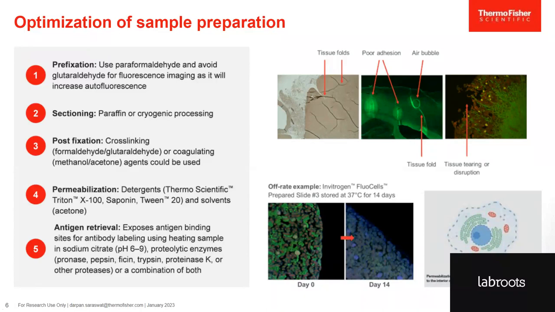If that does not happen, when you are performing immunohistochemistry you will notice tissue tearing or disruption, and you will lose the important spatial information from that tissue. The third step is post-fixation. If you think the pre-fixation is not enough, or you have used fresh frozen tissue, you can post-fix your tissue using formaldehyde or coagulating reagents like methanol or acetone.